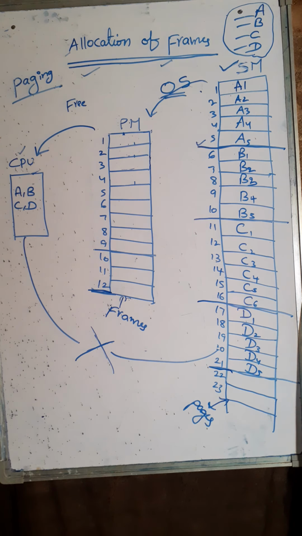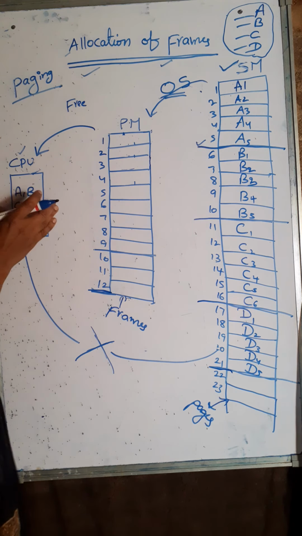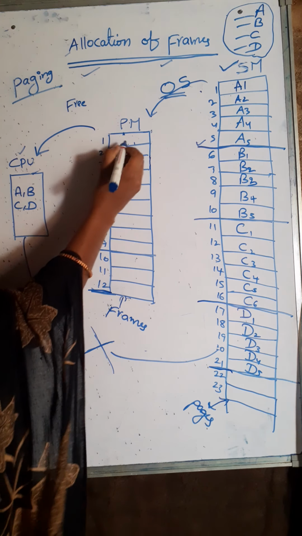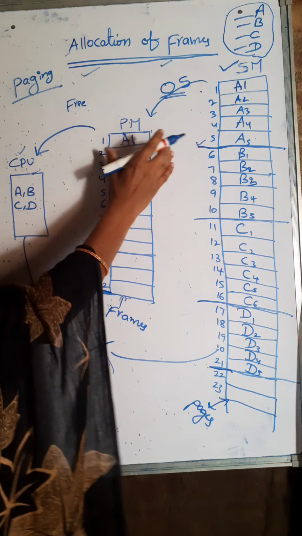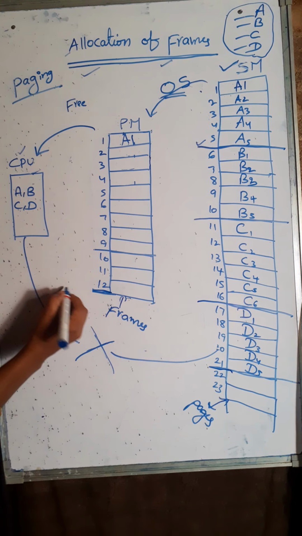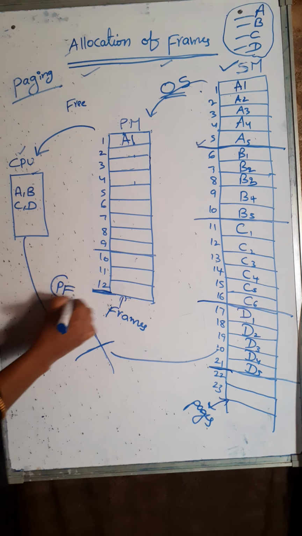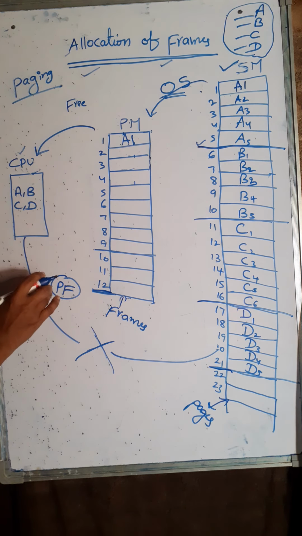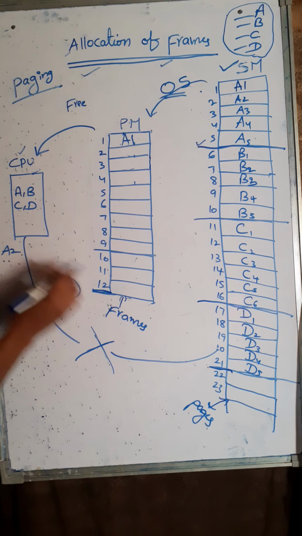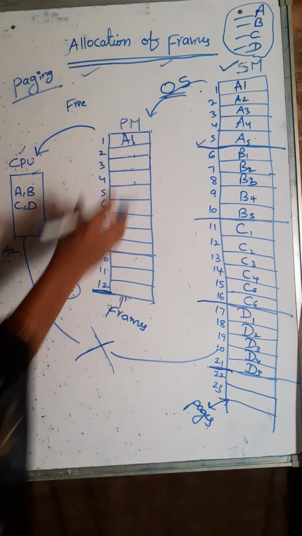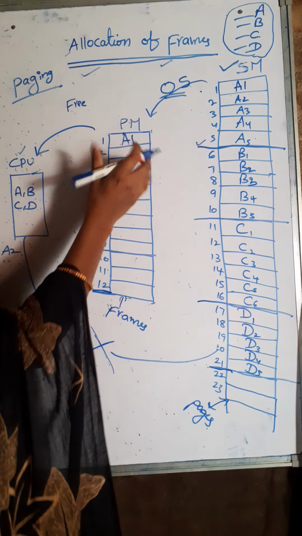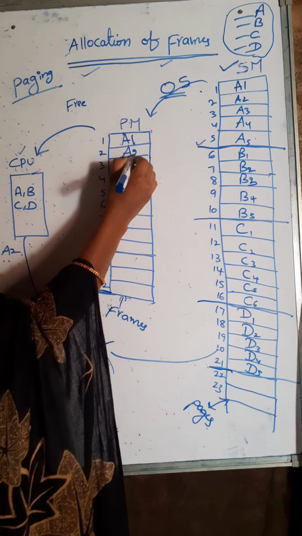Now let us assume that after some time CPU has made a request for page number 1. So page number 1 data will be loaded into the primary memory. Next CPU asked for page number 2. If you observe, page number 2 means A2, right? A2 is not available in the primary memory, so we can call it a page fault. When there is a page fault, we should bring that page from secondary memory to the primary memory. So now A2 is stored here.